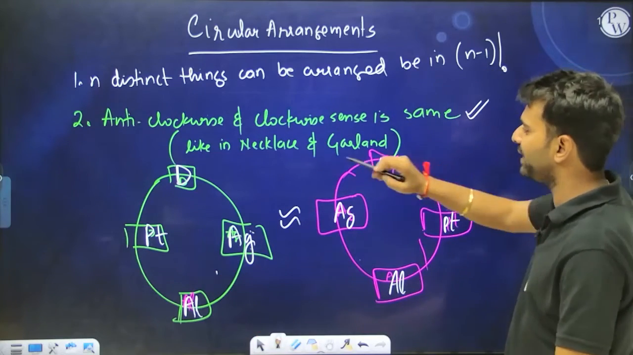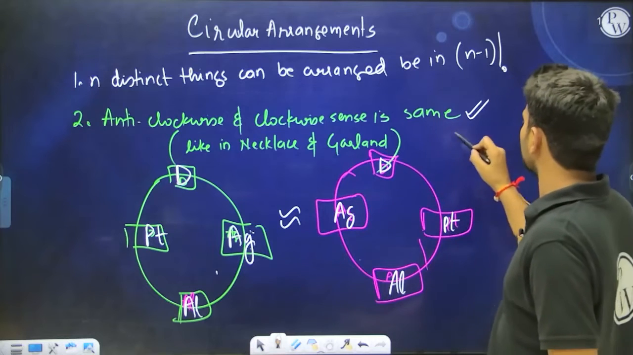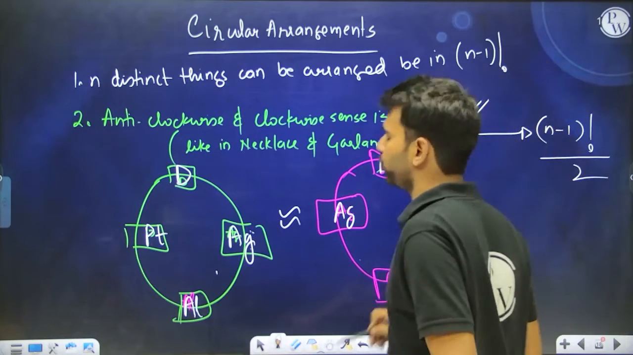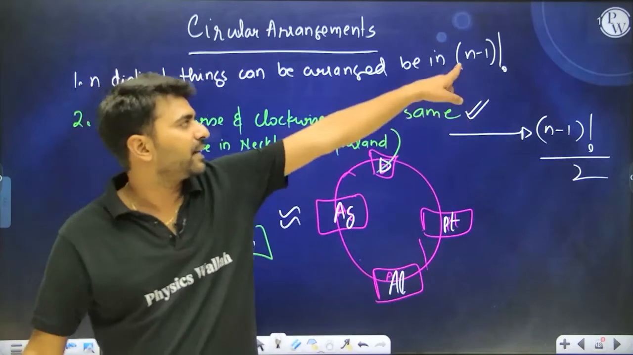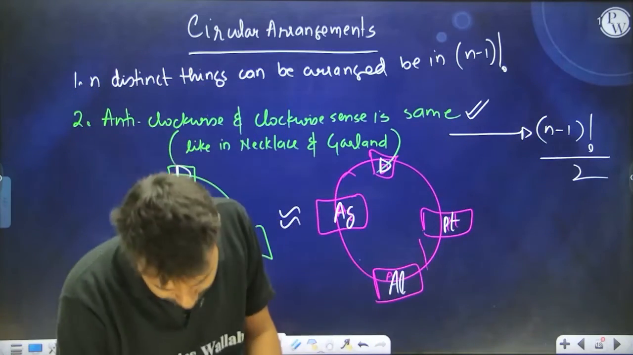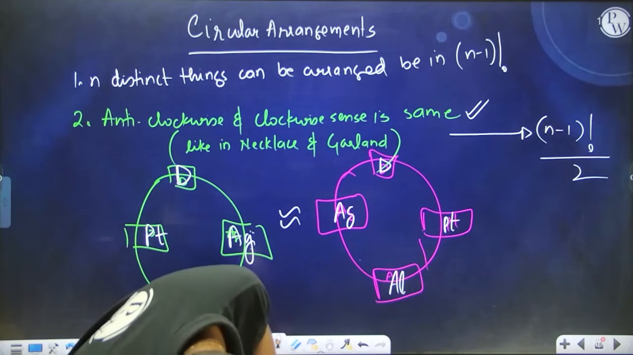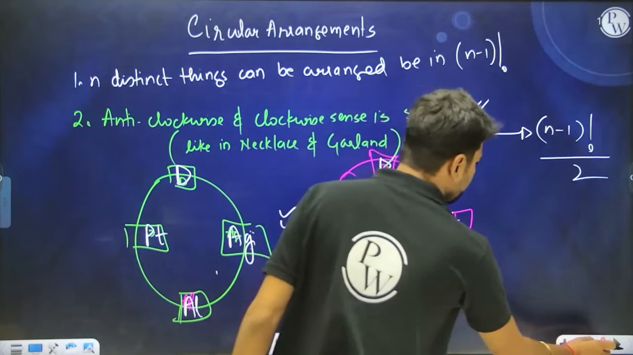That means clockwise sense and anti-clockwise sense are the same. So in that case, the number of ways of arrangement is going to be divided by 2. These many arrangements divided by 2 is going to happen. I hope you are clear with this. Alright, moving on to the next thing.